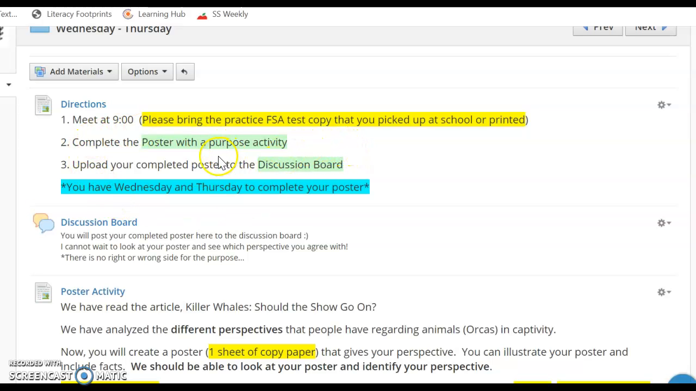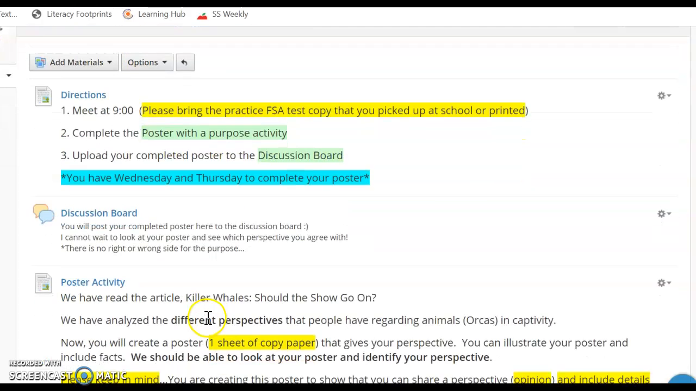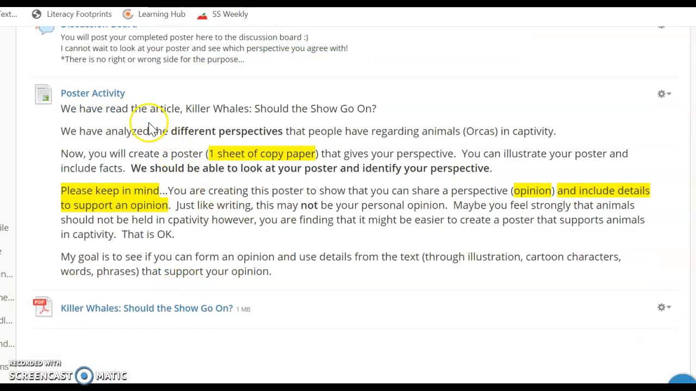Then you guys are going to complete a poster activity. Again, you have 2 days to do this, Wednesday and Thursday. So if you look here, you are going to read through these directions, and you are going to choose which opinion you think that you can support on a poster, meaning yes, it is okay to hold these animals in captivity, or no, that it is not okay.